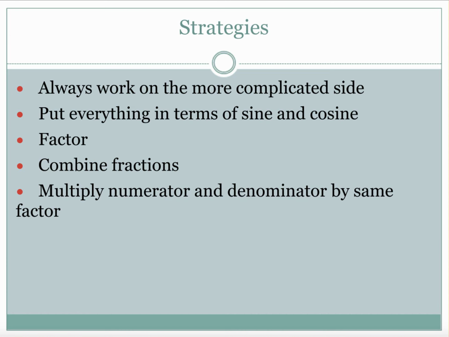So here are some strategies that I've used as I've done a lot of simplifying trig expressions. I like to start off by trying to choose the more complicated side to work on. I like to put everything in terms of sine and cosine if I have other trig expressions. Try and factor. Sometimes that can make something pop out. If you've got fractions, try combining them. That's a great step in order to start simplifying. And then also try and multiply the numerator and the denominator by the same factor.